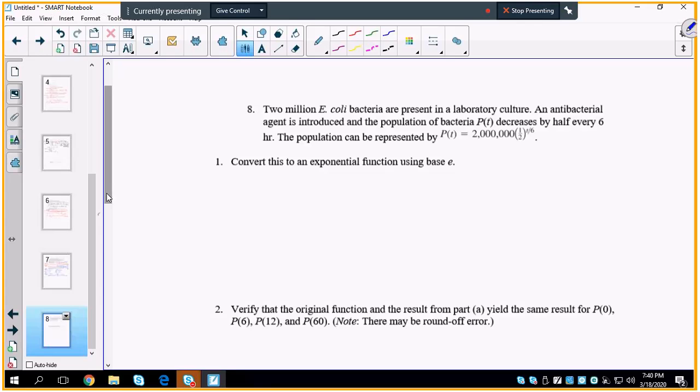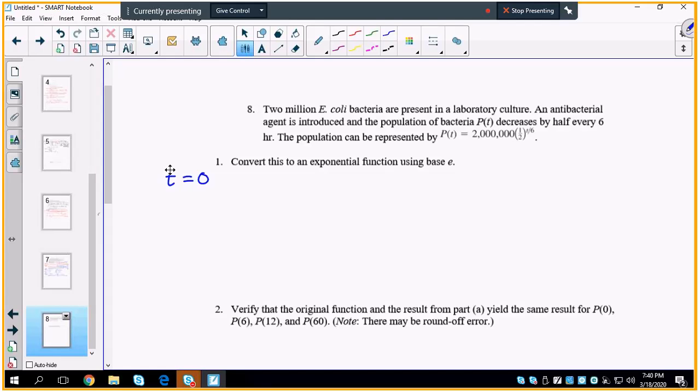The population can be represented by an exponential function P(t) equal to 20,100,000 times 1/2 to the power t over 6. Convert this to an exponential function using base e. So again, you just choose one t. So I find this value for two t's. Say for t equal to 0, that's my first target.